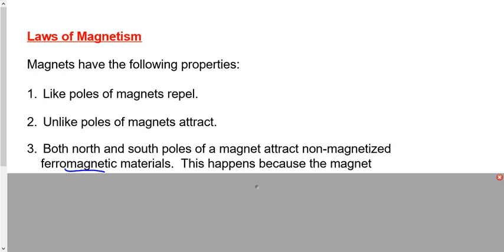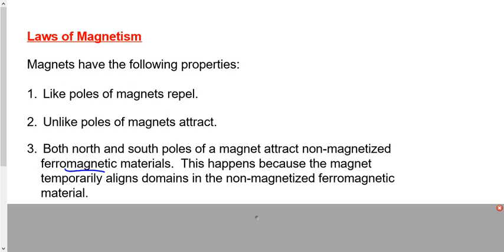Why does it have to be a ferromagnetic material? Why can't a magnet attract a piece of paper? Because in a piece of paper, you can't temporarily align the domains. You don't have the domains. You can't temporarily align something that's not there. If you bring it nearby a ferromagnetic material, you can temporarily align the domains in this ferromagnetic material. When you bring the fridge magnet nearby the fridge, you temporarily align the domains in the steel door of the fridge. It causes the steel door to become a temporary magnet and therefore attract.